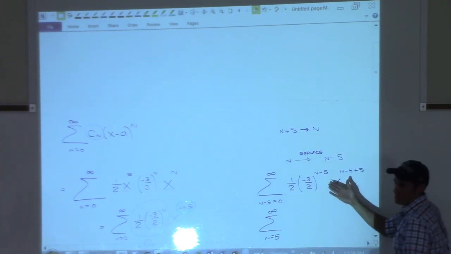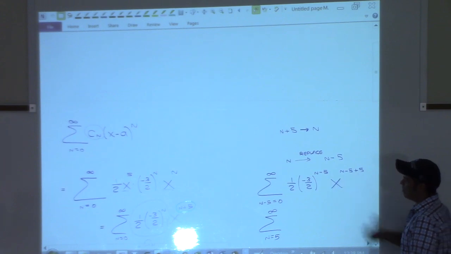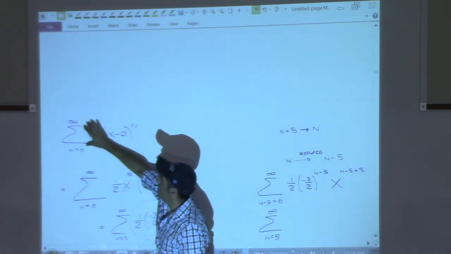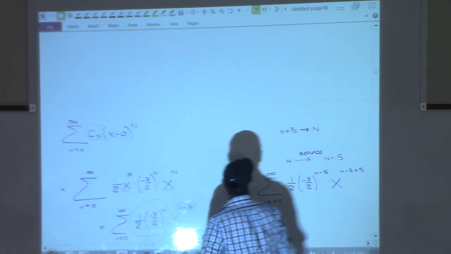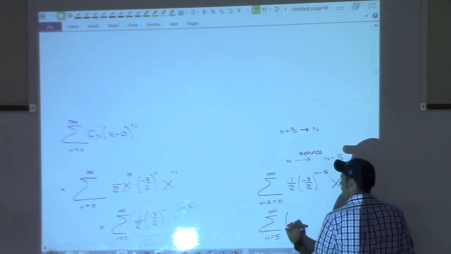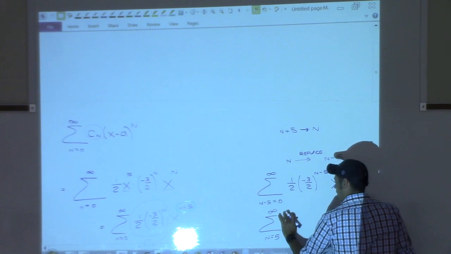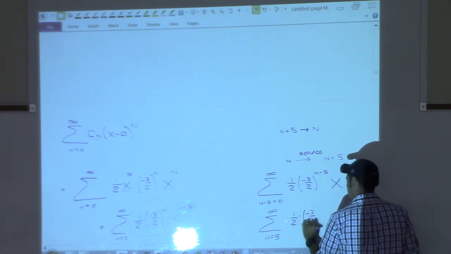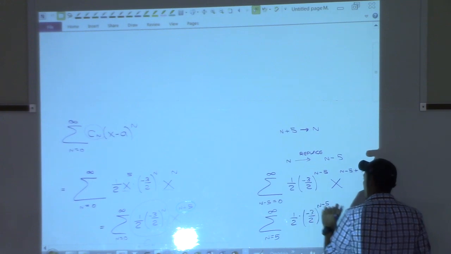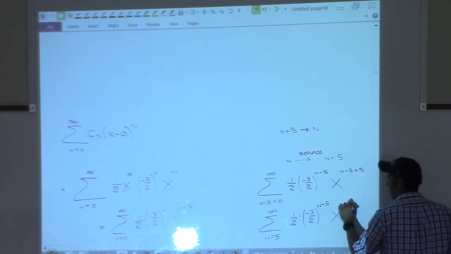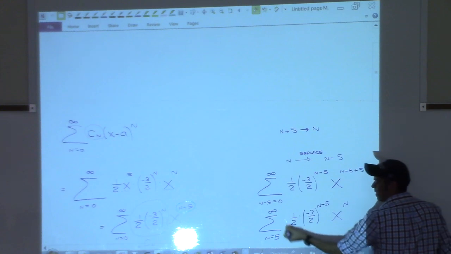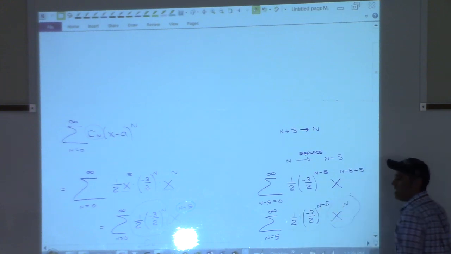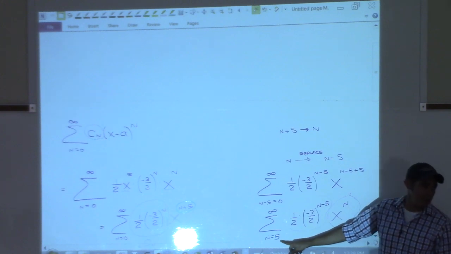Now this is a bit messy, but I can just leave it, because the formula just says it has to be c sub n. It doesn't say what my power has to be. So I'm just going to leave that as 1/2 times (-3/2) to the n minus 5. And then this right here is now x to the n. So now this is my c sub n. This is my x minus a to the n. Now I agree, our series is not starting at 0 anymore.